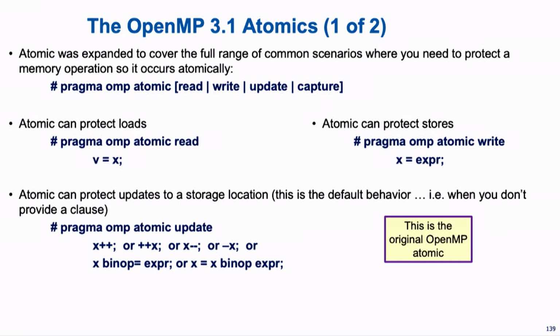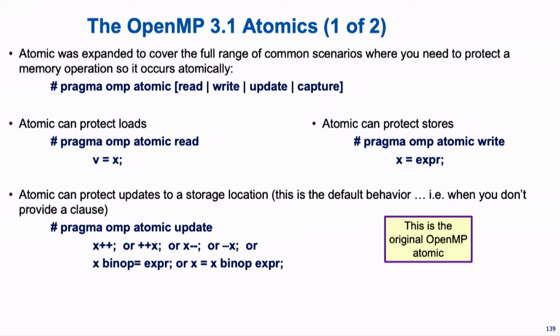So there's an atomic. We now take a clause for what kind of atomic? Atomic read, atomic write, atomic update, atomic capture. And if you think about these words, they kind of make sense. The Pragma OMP atomic read precedes a statement that reads a variable v from a memory location x. So the read of that variable is atomic. It can only be observed as having completed or having not happened at all.